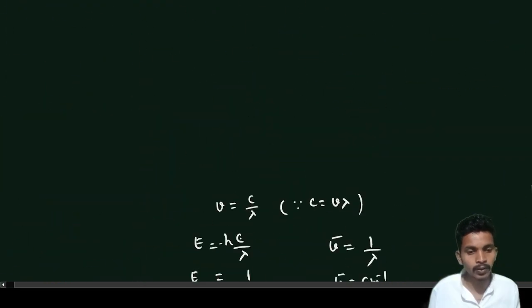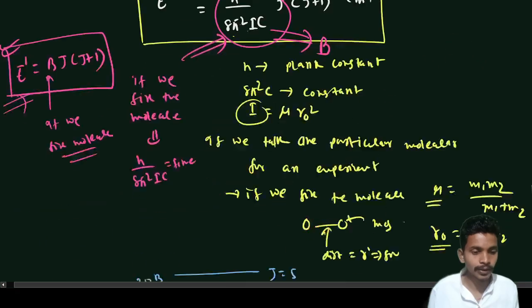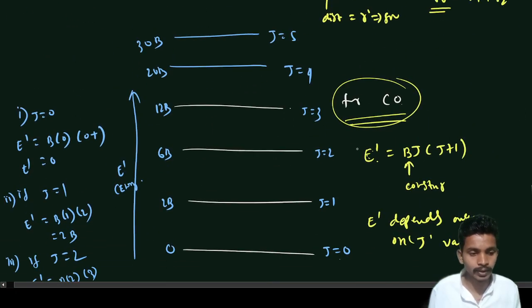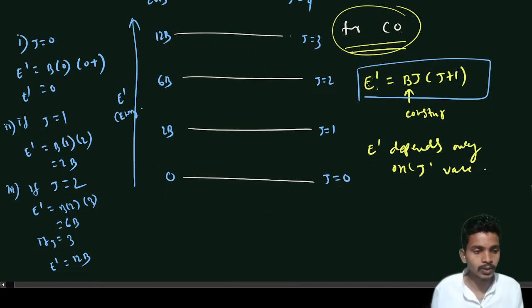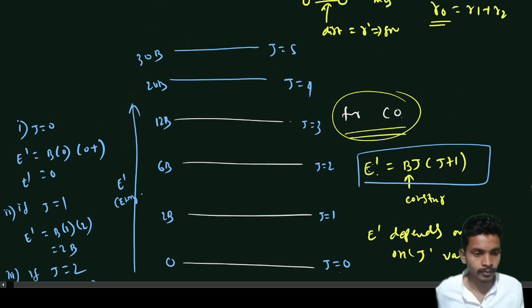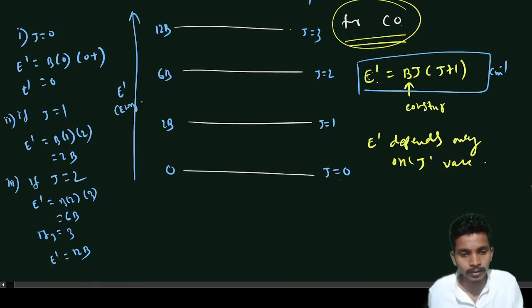So here I draw, just for giving examples, this diagram. So the actual diagram will look like this by using these equations. How have these equations come? By this equation, and this equation is given by the Schrodinger equation. Okay, so this is, let's say, in centimeter inverse.